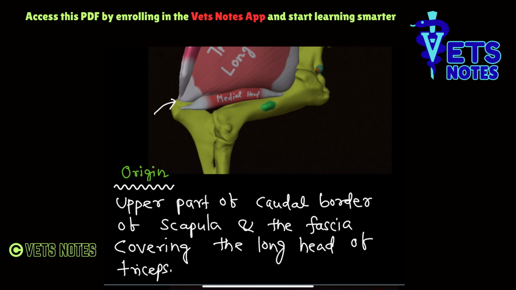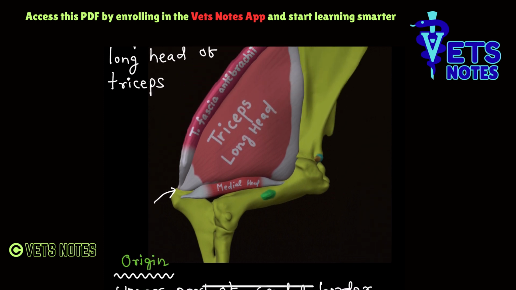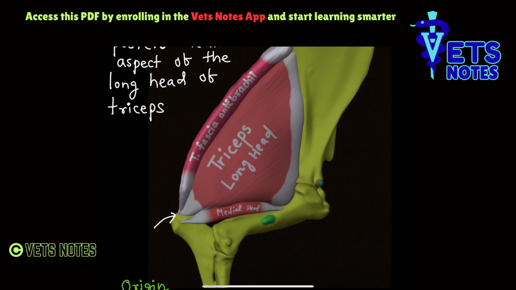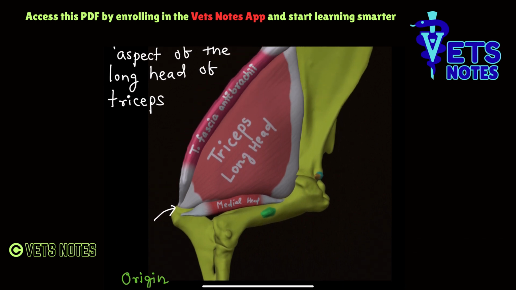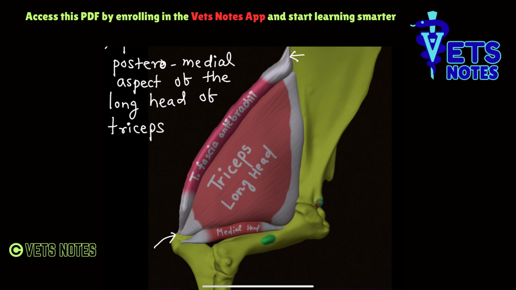Origin, upper part of the caudal border of the scapula and the fascia covering the long head of tricep. You can see this one. Okay. So this is the origin point. Okay. Means upper part of the caudal border of the scapula. So this is the origin point. So this border is the caudal border of scapula. So from this upper part, the muscle will originate.